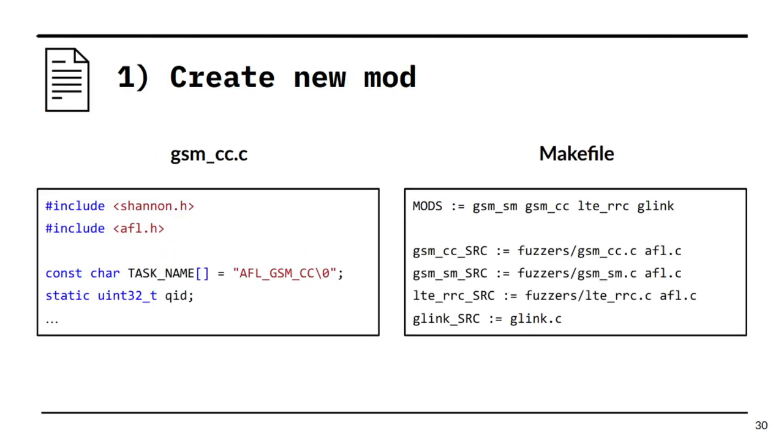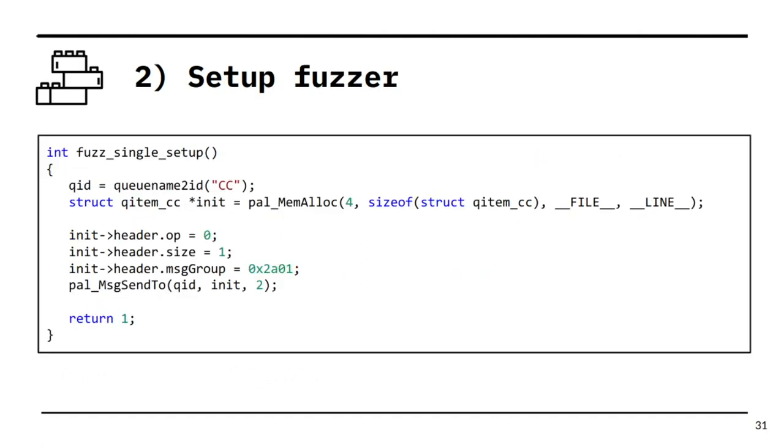So creating a new mod is kind of straightforward. On the one side, you will need the template, in this case for GSMCC, just using some includes and setting a task name. And then we need to adjust the makefile to add the CC fuzzer in there so that it will be compiled as a mod, which then gets injected during boot time. So CC again was call control. So this is actually the fuzzer that will fuzz this call setup that we saw earlier.